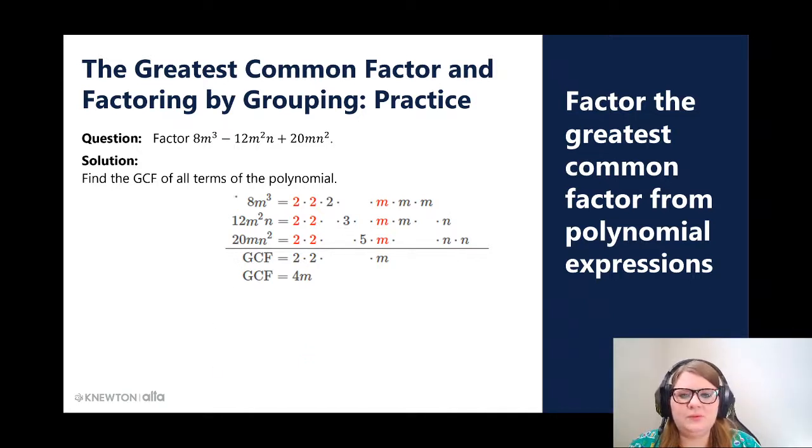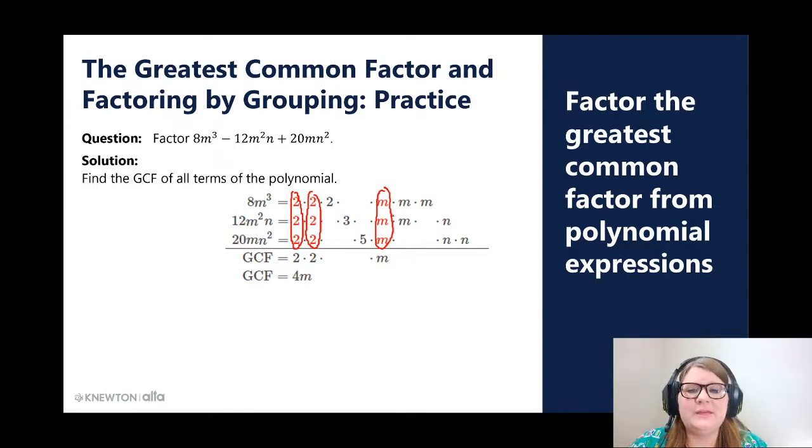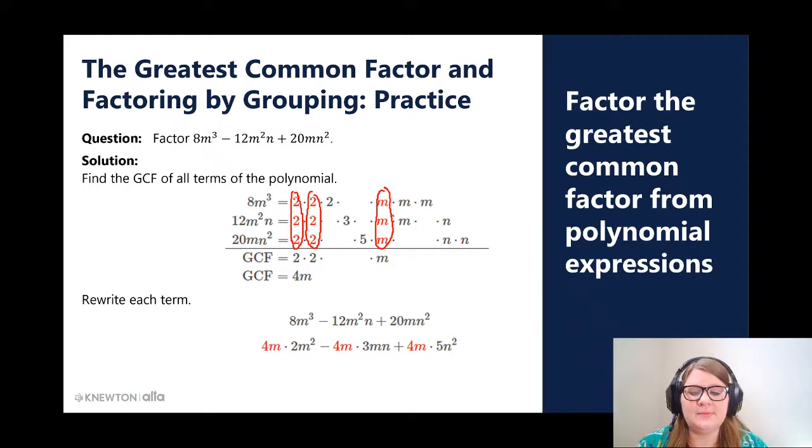And when you do that, you'll notice that the 2's are shared, another set of 2's are shared, and a set of m's are shared. So 2 times 2 times m is 4m, and that is going to be our GCF. So now we want to write out our polynomial where each term is now a product of 4m and something else. So in this case, 8m cubed, for example, is 4m times 2m squared.